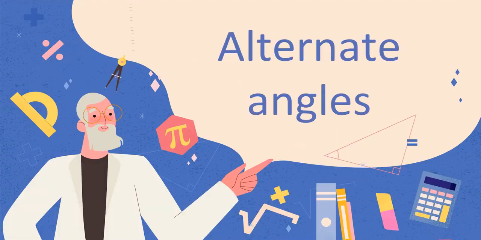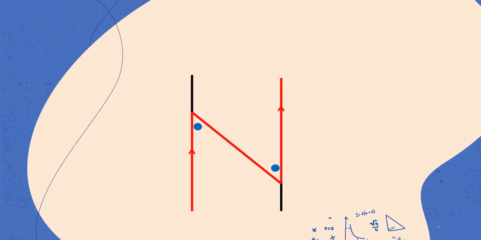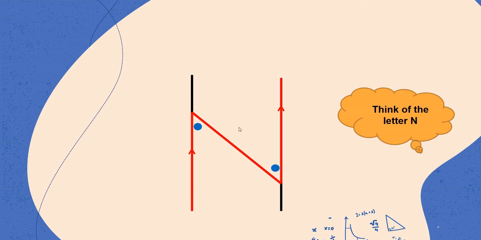Now for the last type of angles on parallel lines, this is known as alternate angles. And with alternate angles, I always think of the letter N. Do you see why I say angles on parallel lines are going to be fun? Because with corresponding angles, we think about the letter F. And with co-interior angles, we think of the letter U. With alternate angles, we think of the letter N.